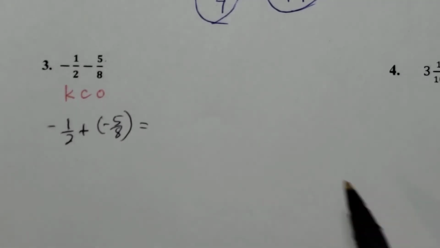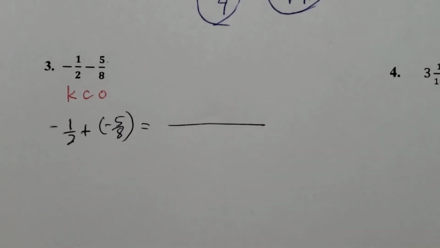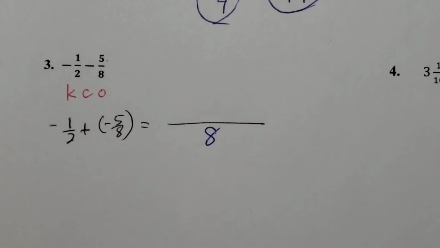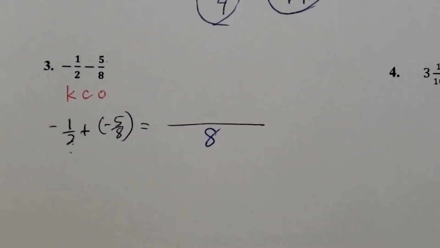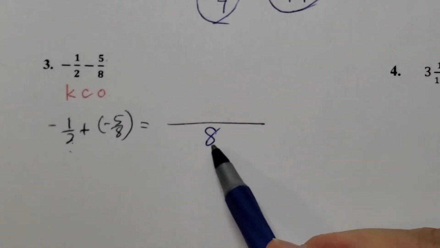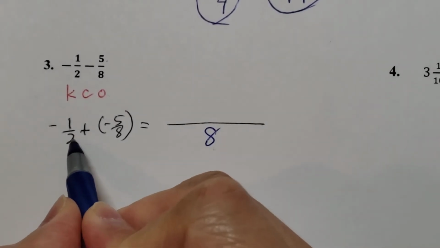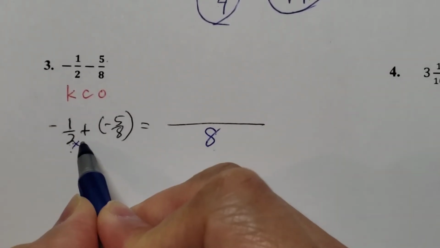And we need to find the common denominator. And the common denominator is 8. Now, how do we get 8? If you skip count 2 and 8, the least common multiple is 8. 2, 4, 6, 8, and 8, 16. So 8 is the least common multiple. So 2 times something gets you 8. That's going to be 2 times 4.